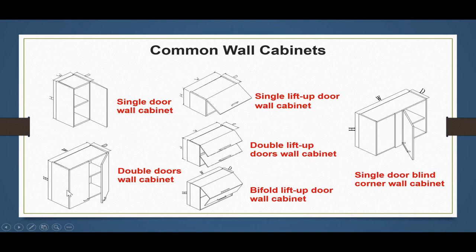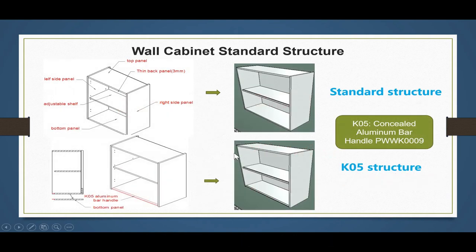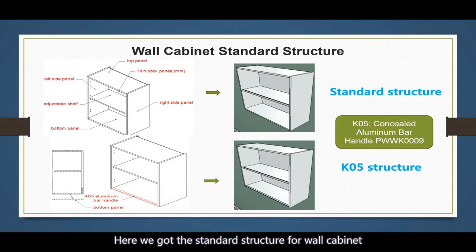So the common wall cabinets are the single door wall cabinets and the double door wall cabinets, and for the lift up doors, we have this single lift up, double lift ups and the bifold lift up. Okay, so this is only about the doors and the door fittings. For the type of parts, they're all the same. So here we have a standard structure for wall cabinets.